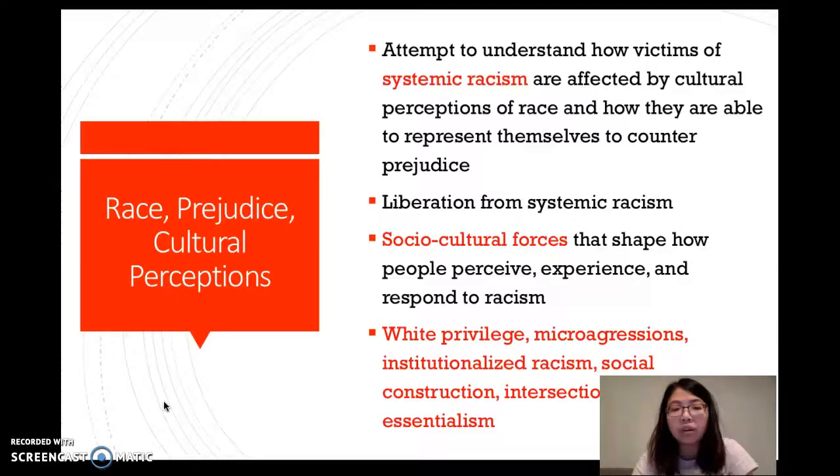So there are a bunch of terms to know when you're trying to talk about this particular critical lens. Knowing things like white privilege, microaggressions, institutionalized racism, social construction, intersectionality, and anti-essentialism. Those are the terms that will help you better understand how critical race theorists consider not just the characters, but authors and readers as they are responding to the text as well.